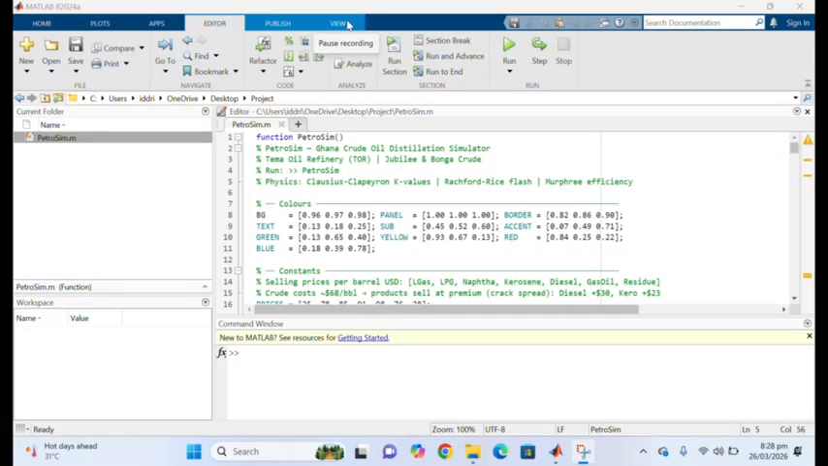Alright, so behind our program PETROSIM is a MATLAB code that models what happens inside the column. First, we calculate K values, which are the equilibrium constants, using thermodynamic equations. These tell us whether each component prefers to be vapor or liquid. We then use the Rachford-Rice equation to determine how much of the mixture becomes vapor on each tray.